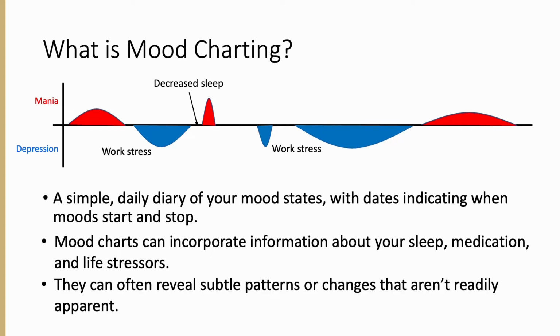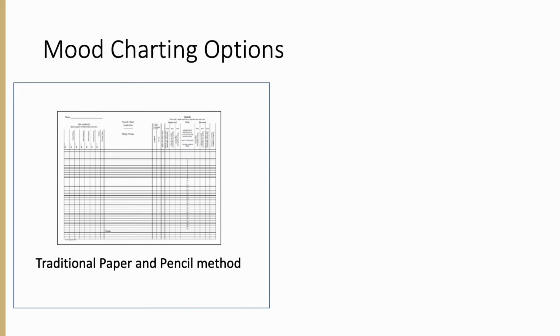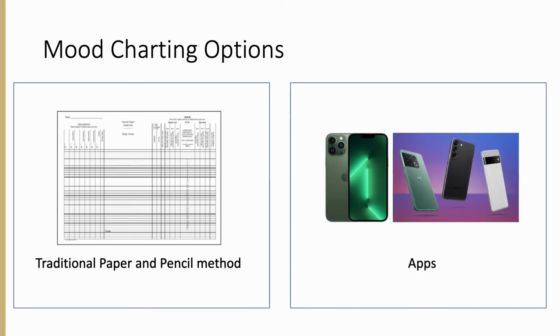They also can often reveal subtle patterns or changes that aren't readily apparent to you or your provider, especially as you look at many weeks or months' worth of mood charting. There are two basic options for mood charting. There is the older paper and pencil method, and then, of course, there are numerous apps that many patients find very helpful and convenient to chart their moods.